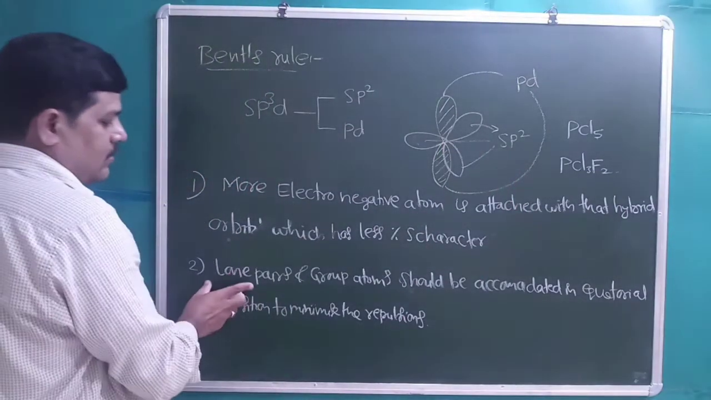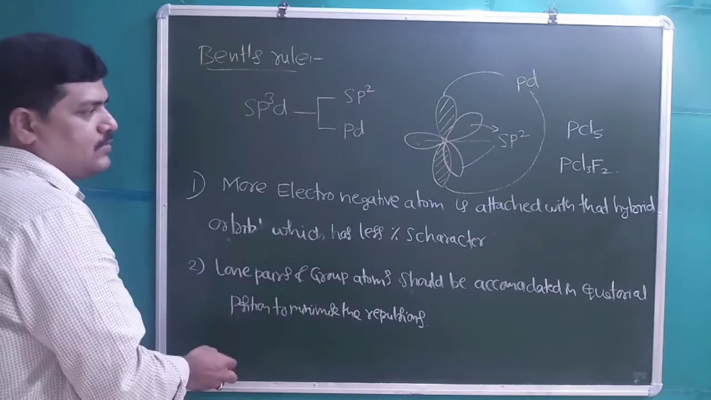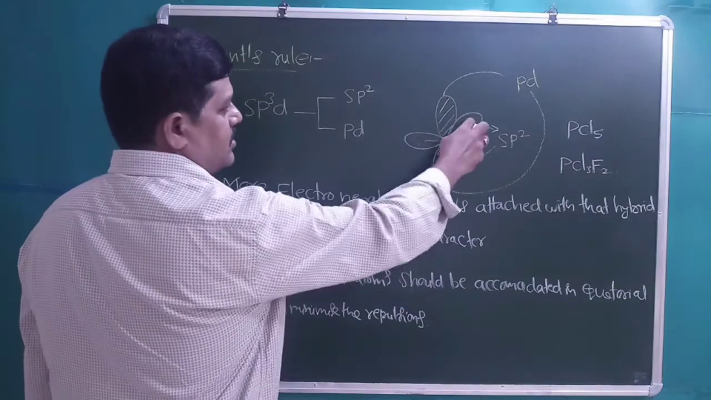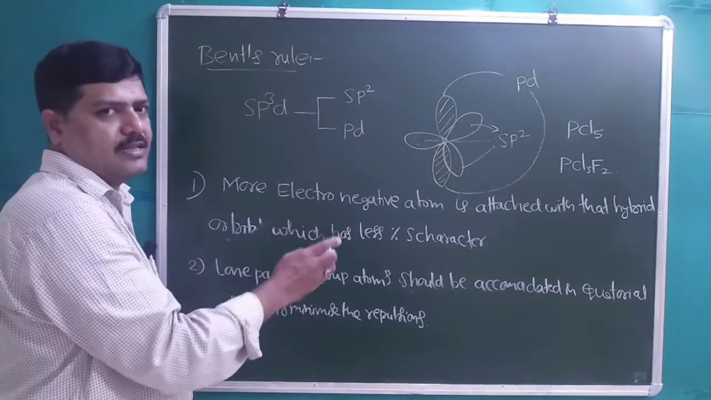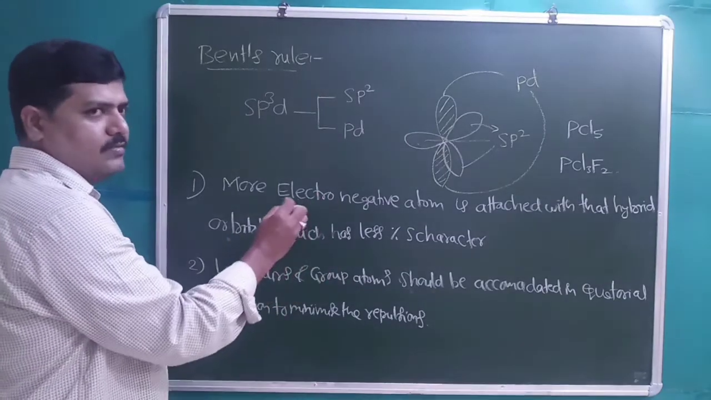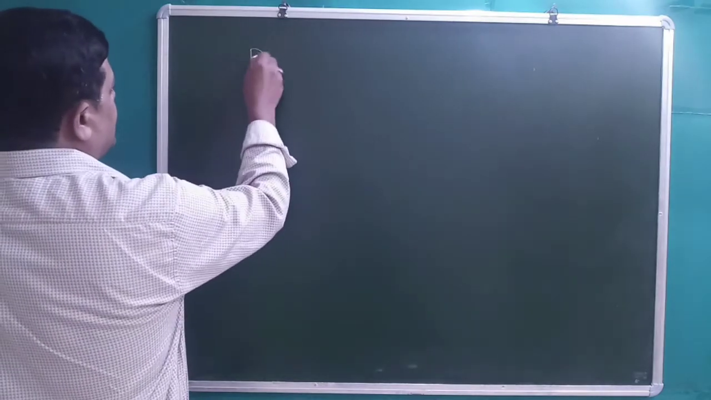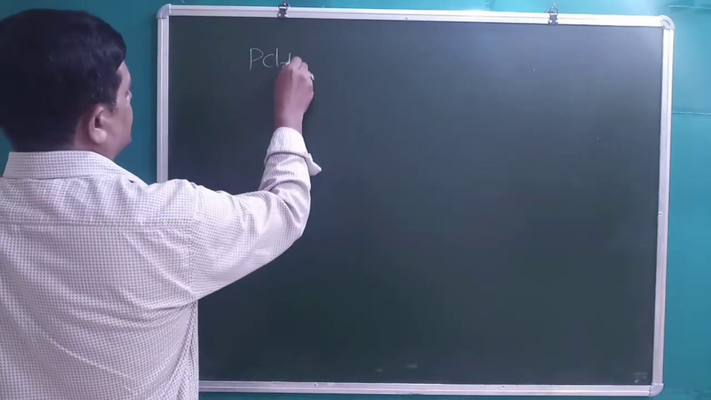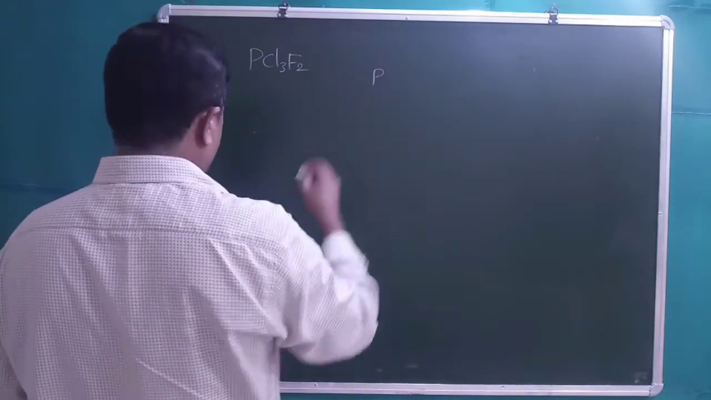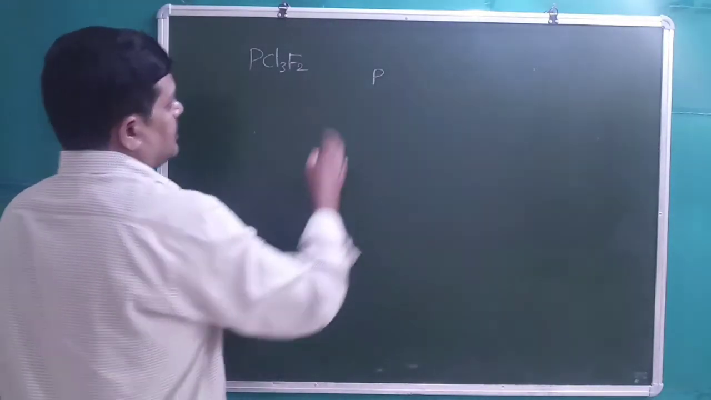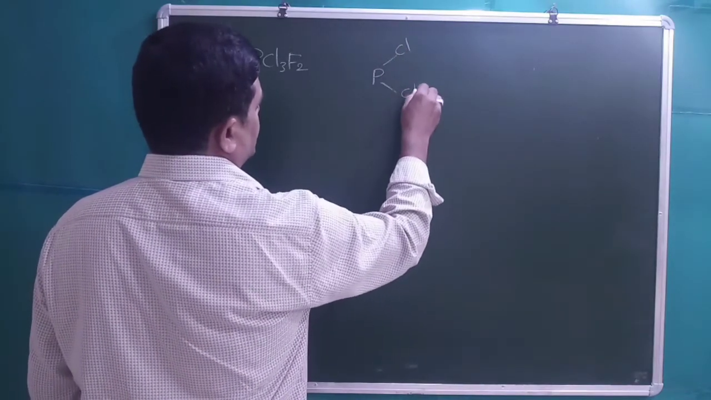The second point is that lone pairs and groups of atoms should be accommodated in the equatorial position to minimize the repulsions. Let us take that PCl3F2 molecule and write the structure. Phosphorus is the central atom. All three chlorine atoms are present in the equatorial position.